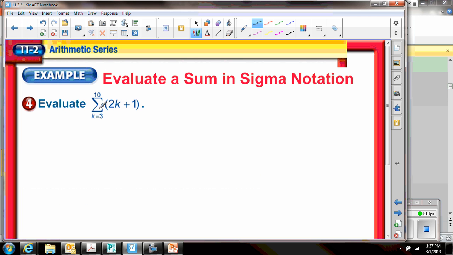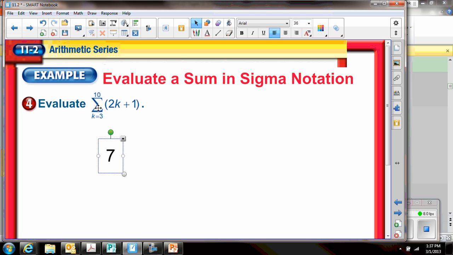So, let's try to evaluate the sum of 2k plus 1 from k equals 3 to 10. This should simply be: take the numbers, plug them in, and see what happens. So, we start with this number down here, which is 3. I take 3, I plug it in for k, and I see what I get out. 2 times 3 gives me 6, plus 1 more gives me 7.